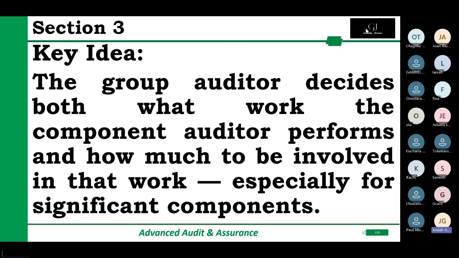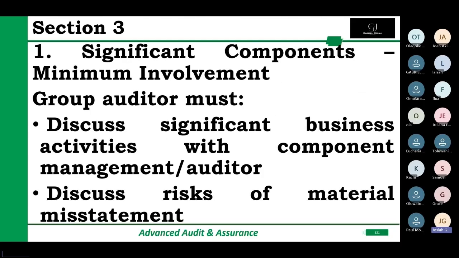Okay, so the group auditor decides both what work the component auditor performs based on the letter of instruction and how much to be involved in that work, especially for significant components that are material to the group. So the group auditor needs to be sure of the work the component auditor is performing. For significant components, minimum involvement includes the auditor discussing significant business activities with component management and the component's auditor.